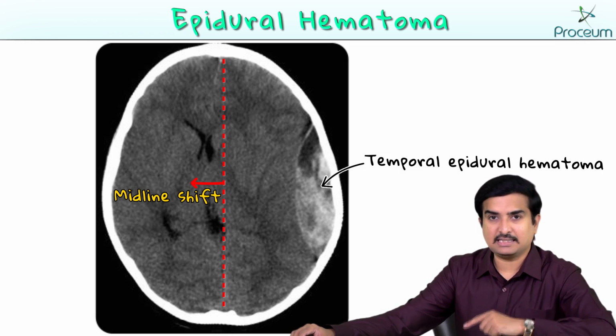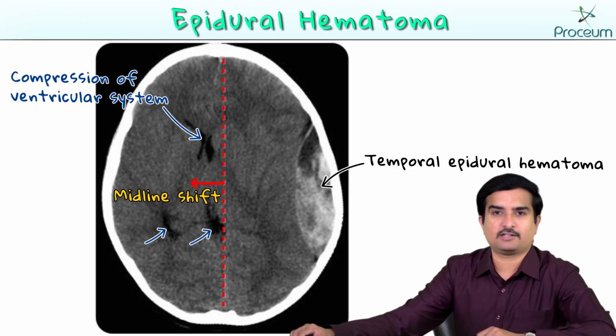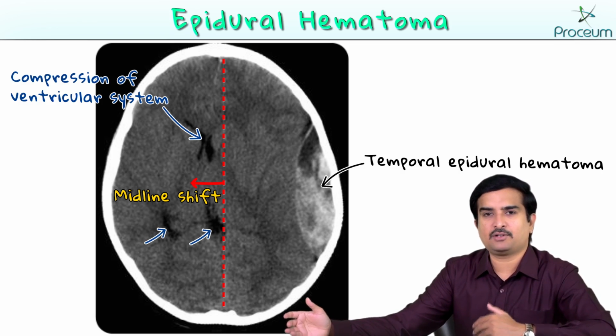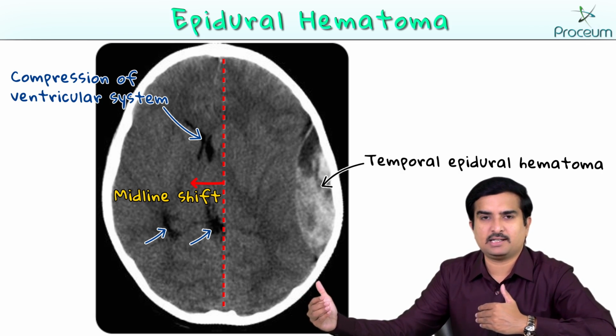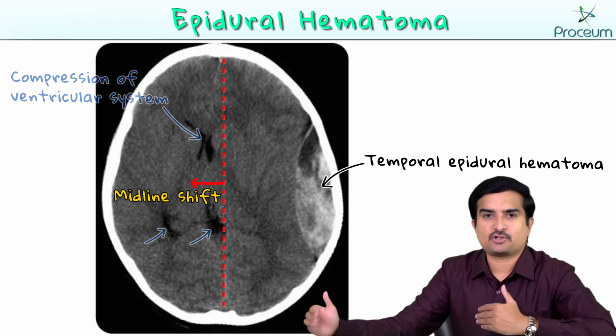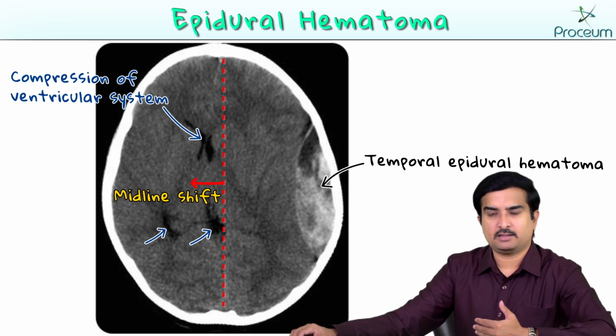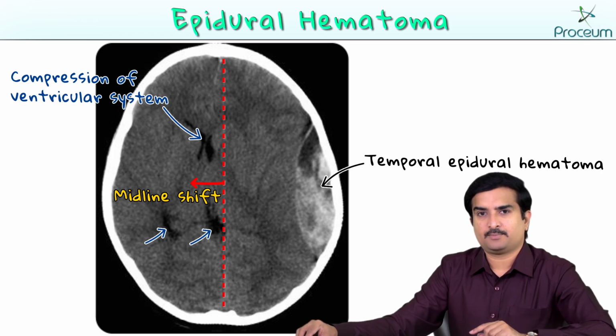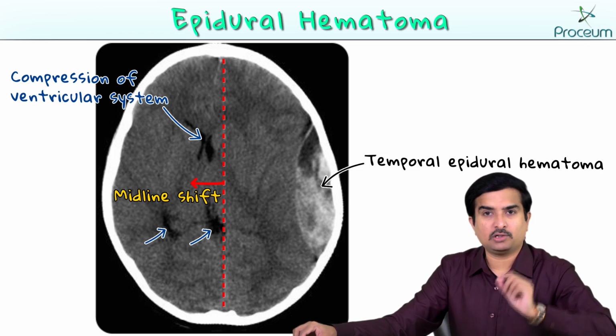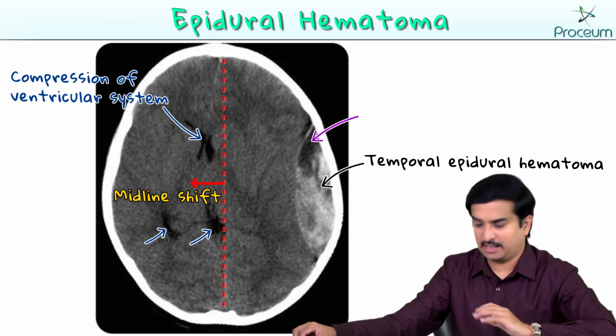And also we can see the compression of the ventricular system. That may lead to hydrocephalus also, right? So we can see the midline shift in this image, as well as the obstruction of the ventricular system, which means the patient's condition is pretty serious. By seeing this, we can say, along with this, if you closely examine, we can also see the dark swirls within the hematoma.